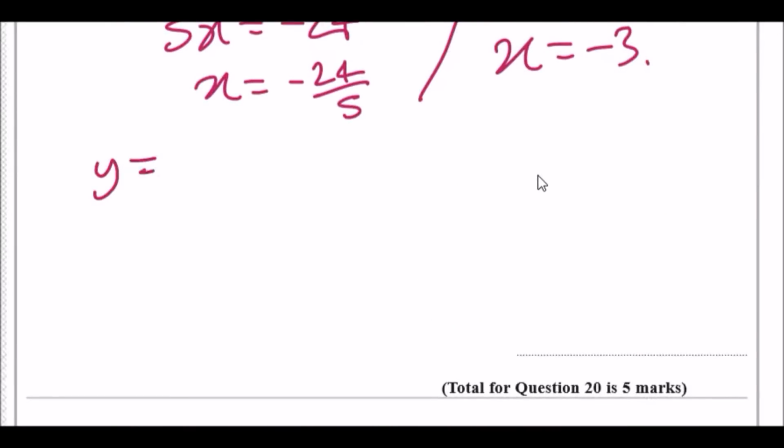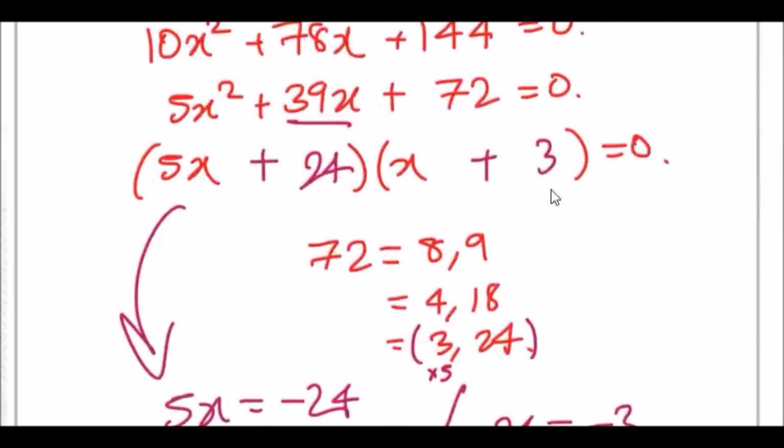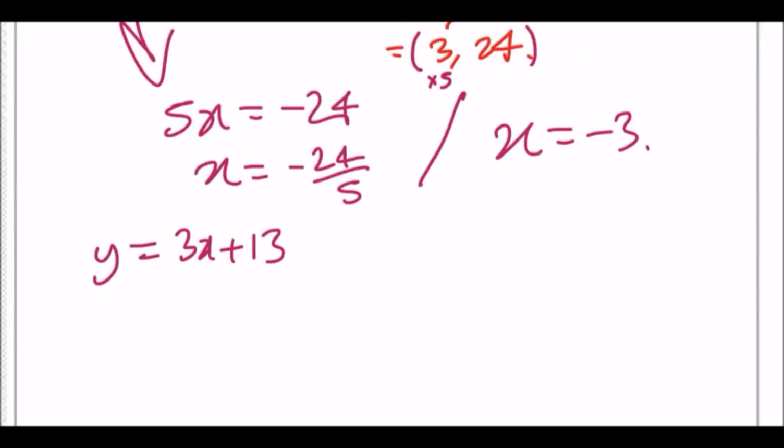So y equals 3x plus 13. Firstly, when x is negative 3, because it's easy to work with, y is going to be 3 times minus 3, which is minus 9, plus 13, which is positive 4. So this is your first pair.